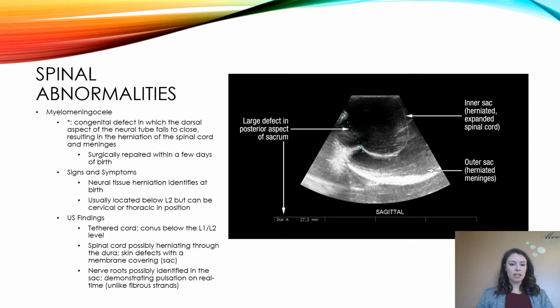Some ultrasound findings: we're going to see a tethered cord, and that, like we just discussed, is going to be below the L1 and L2 level. The spinal cord possibly herniating through the dura, which is a skin defect, and that's going to have a membranous covering like I mentioned before. And then nerve roots possibly identified in the sac, and this is demonstrating pulsation on real time, unlike fibrous strands. Those you can see moving with like the movement of the cord, but this is going to be like an arterial pulsation.